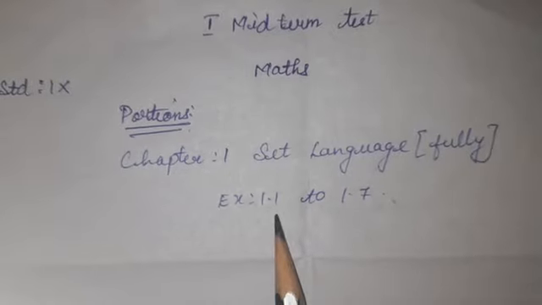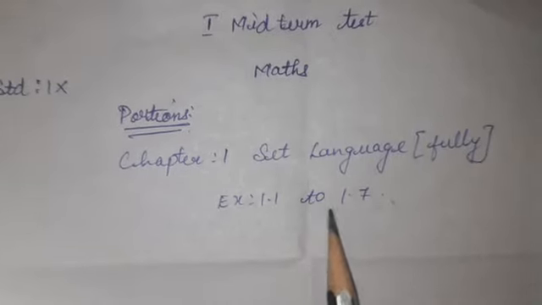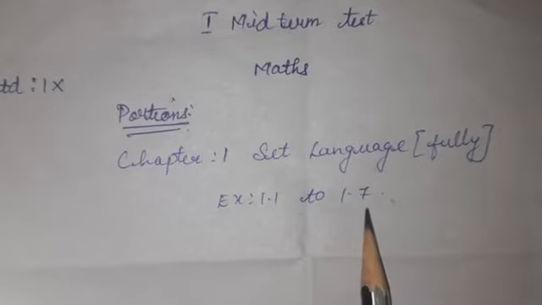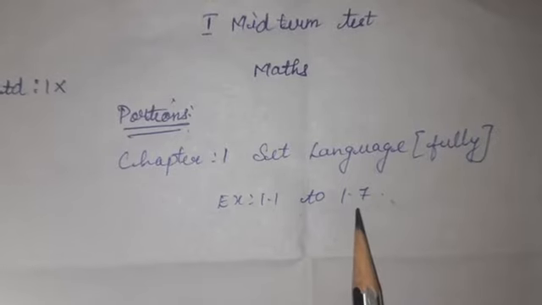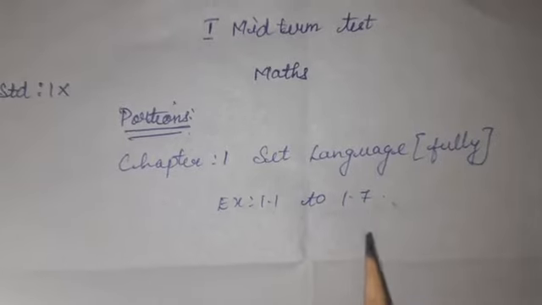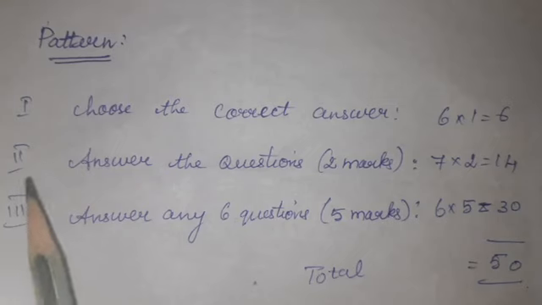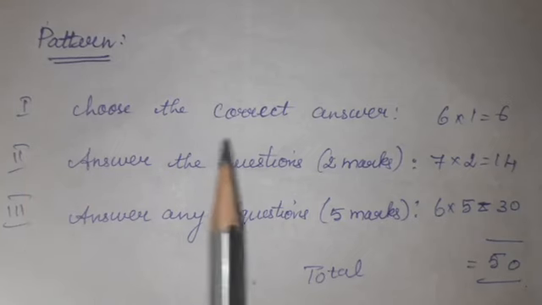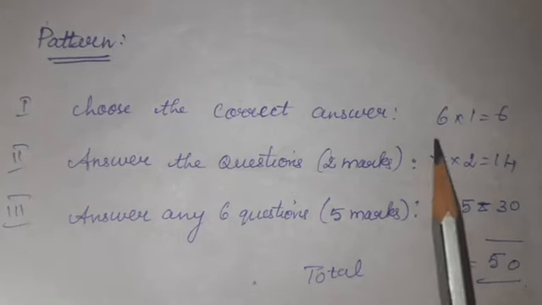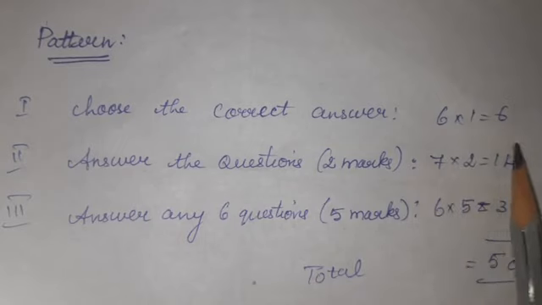I'll teach exercise 1.1 to 1.6. 1.7 is an objective type question, so go through it. From 1.7 only I will ask the choose the correct answer questions. The pattern is Roman letter 1, choose the correct answer. That is 6 questions they will ask. 6 into 1 is 6.